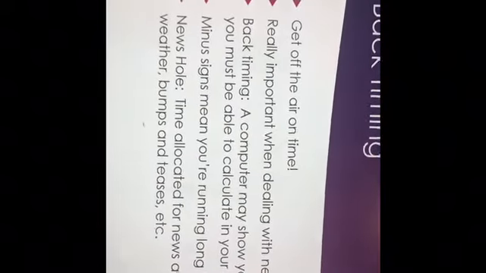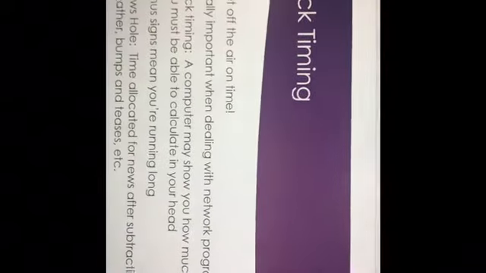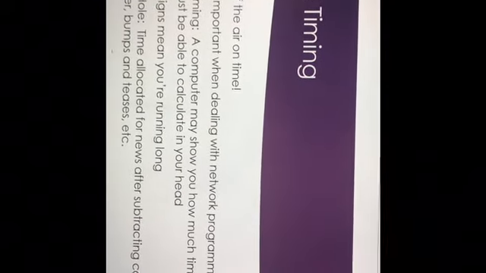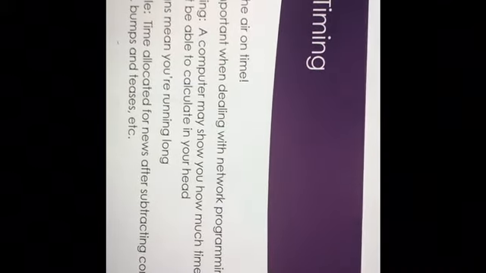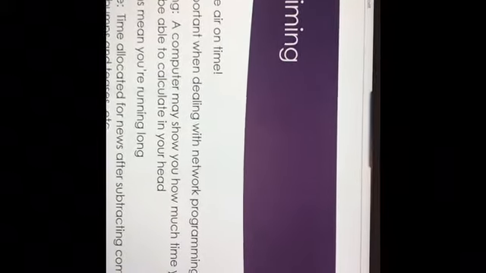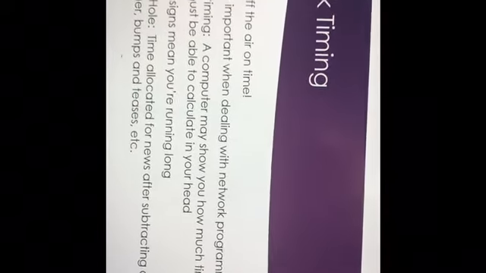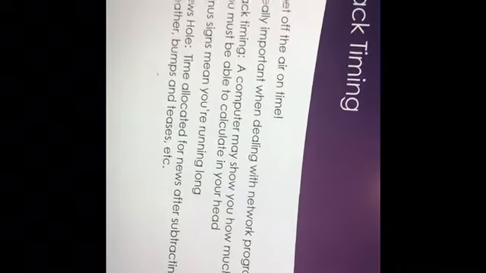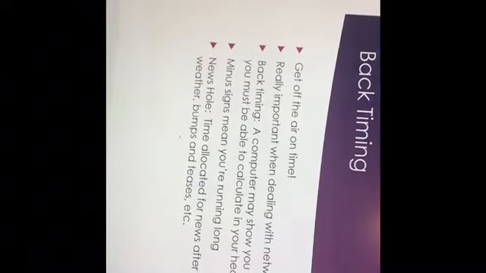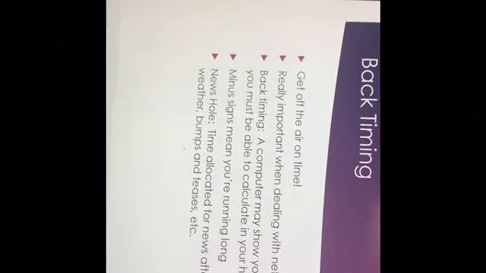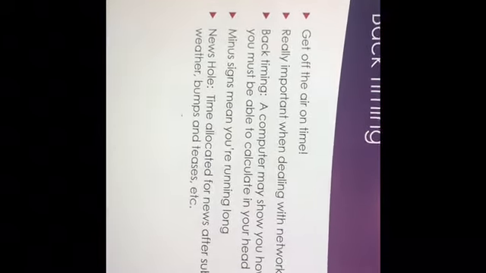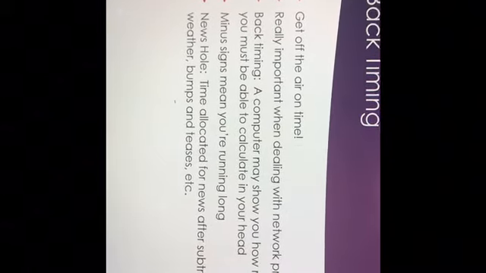And what is back timing? Back timing is calculating how much time you have left in the newscast. And it's called back timing because you kind of work from the back. You start off with 30 minutes, and then as time goes on, you subtract and lose more and more time. And we already talked about the news hole. That's the time that's actually allocated for news after subtracting everything else. And again, it's usually about 14 minutes.